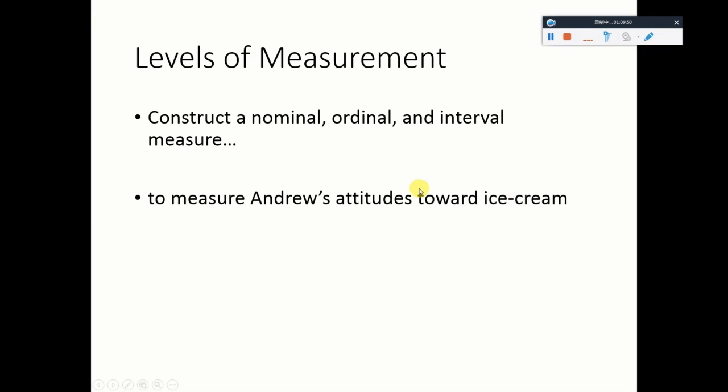Now, the exercise, which would not be graded and is simply for your practice, is to construct a nominal, an ordinal, and an interval scale or measure to measure the same concept. You measure the same concept with 3 different measures. How would you do it?